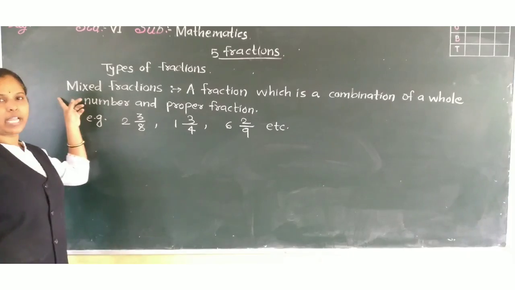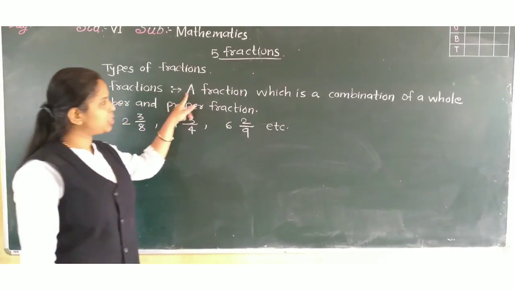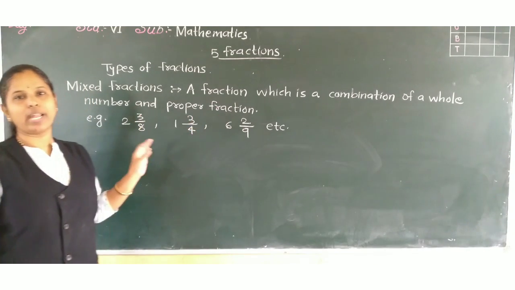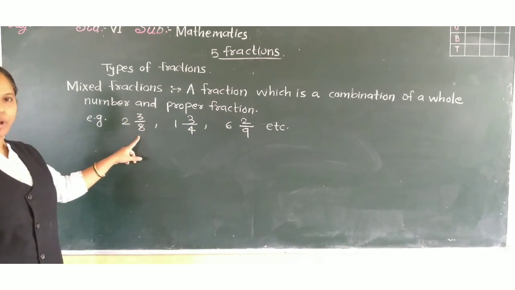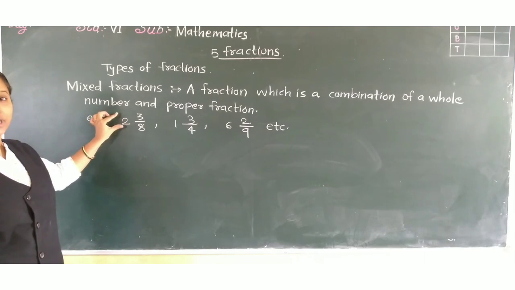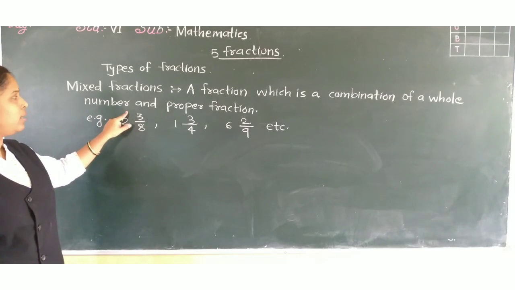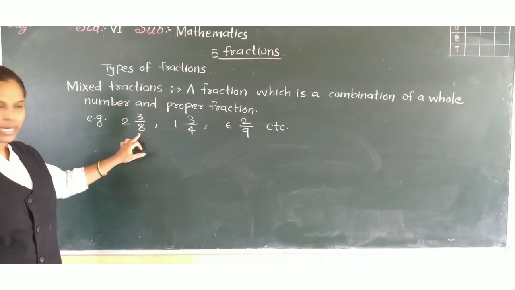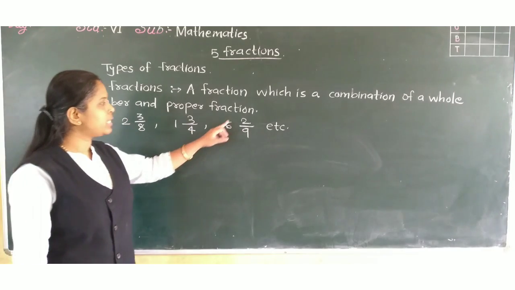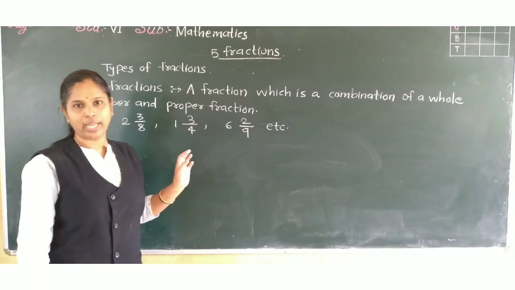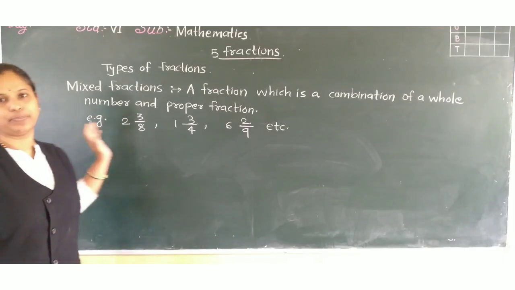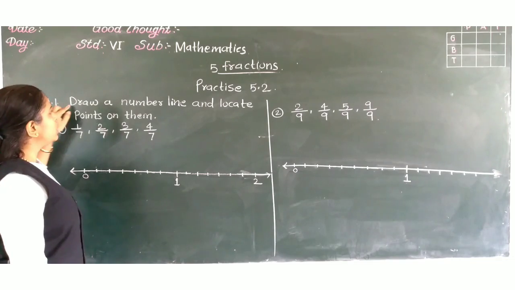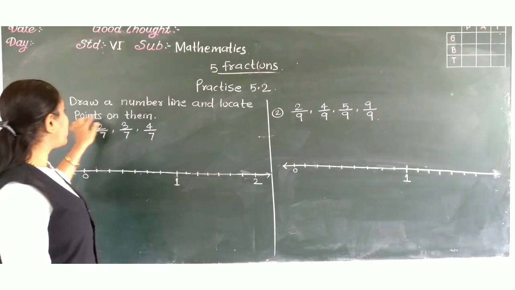Okay. Third type of fraction is mixed fractions. A fraction which is a combination of a whole number and a proper fraction is called a mixed fraction. See, 2 and 3 upon 8. A fraction which is a combination of a whole number and a fraction is called a mixed fraction. See here, how to read? 2 and 3 upon 8, 1 and 3 upon 4, 6 and 2 upon 9, etc. Okay. So these are mixed fractions. So now we will solve practice 5.2. In that question number 1, draw a number line and locate points on them.